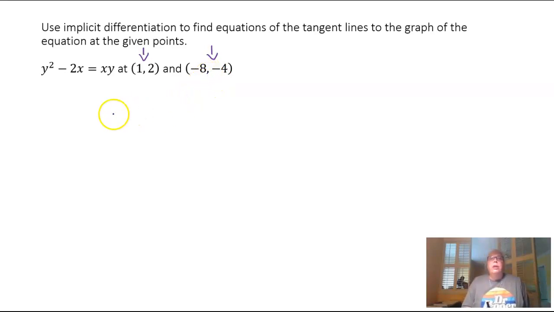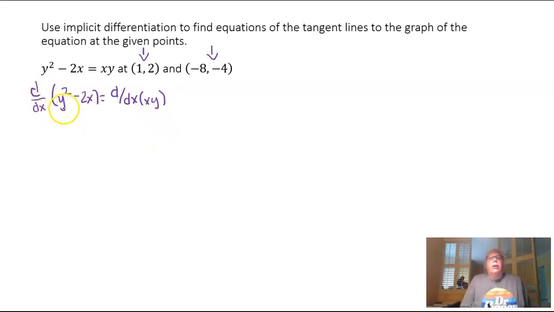Okay, so the first thing we want to do is take our equation and find the derivative of this with respect to x. That means we are looking for dy/dx. Actually, what we're doing is taking d/dx on both sides first. So we're going to find the derivative with respect to x of y squared minus 2x, and then the derivative with respect to x of the other side of the equation, which is xy.